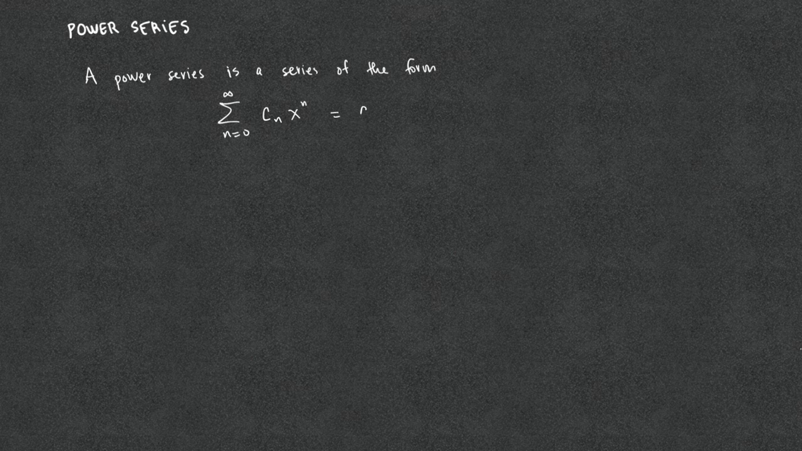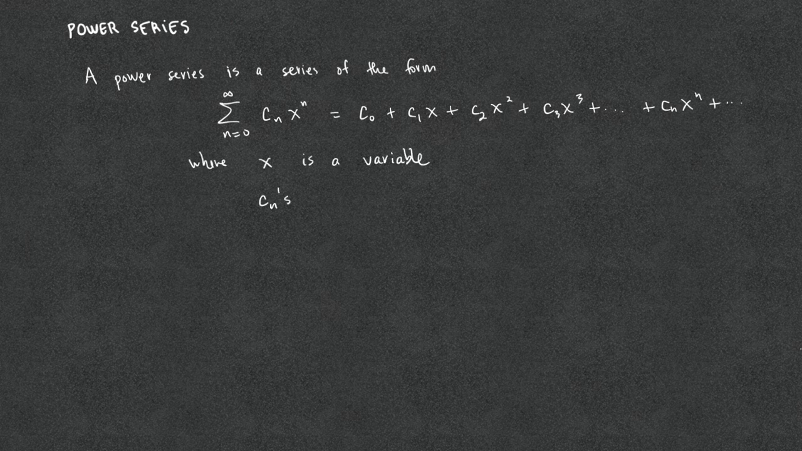Power series. A power series is a series of the form the summation as n goes from 0 to infinity of c sub n times x to the n power, which is c sub 0 plus c sub 1 x plus c sub 2 x squared plus c sub 3 x cubed and so on, where x is a variable. The c sub n's are constants called the coefficients of the series.